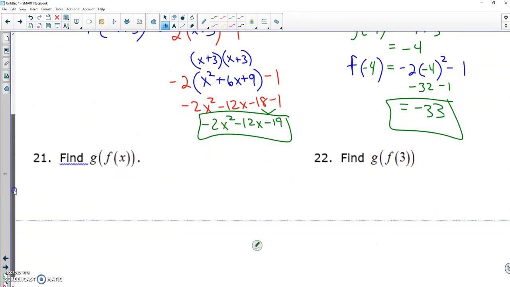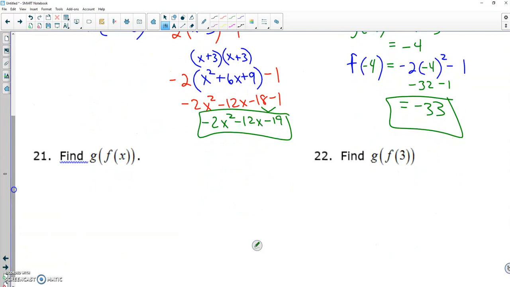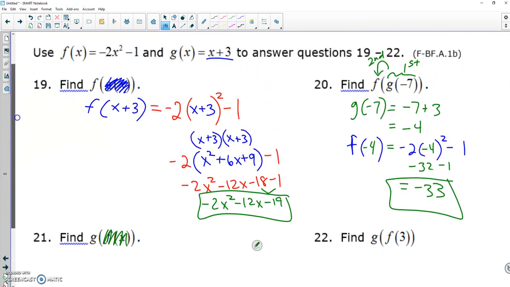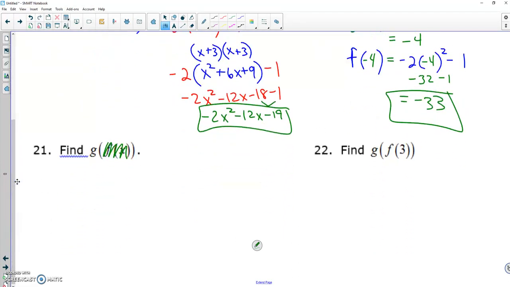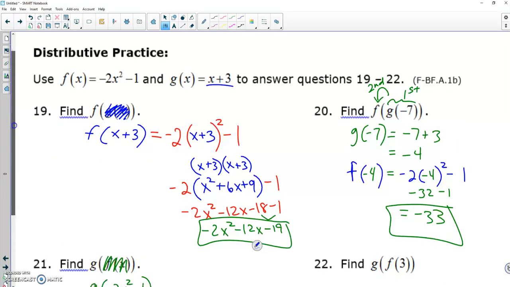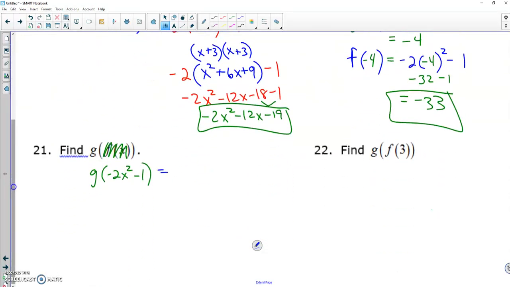The next question is pretty much the same, just backwards. It looks like they want us to plug the f of x into the g problem. I think f of x was equal to, what was it? I forgot. I think it was -2x squared minus 1. So I'm going to write g of -2x squared minus 1. And the g problem is x plus 3, so we want that stuff in here and add 3 to it.